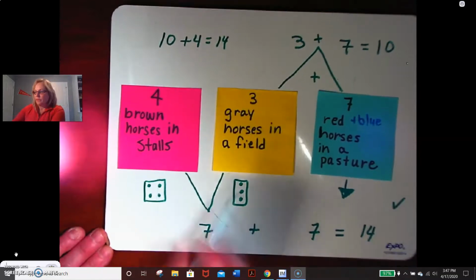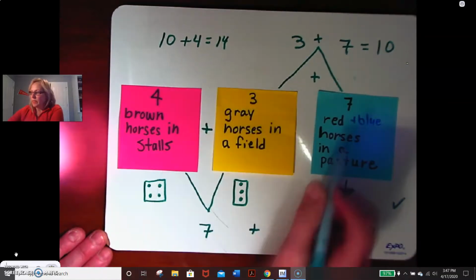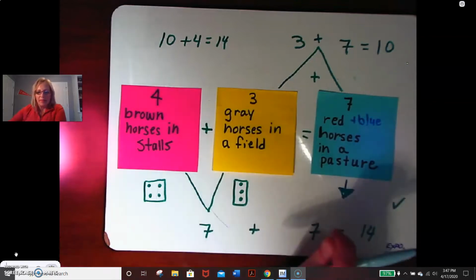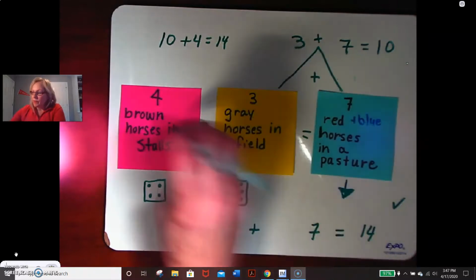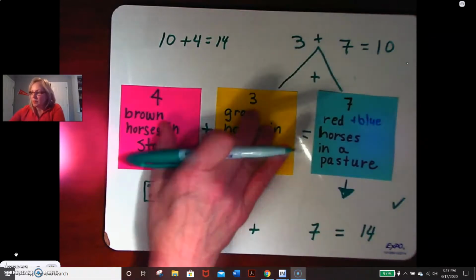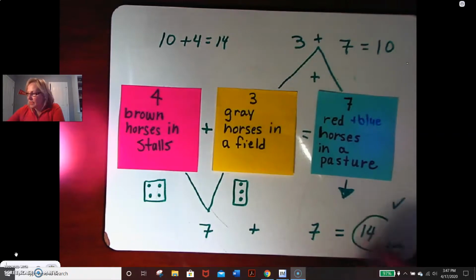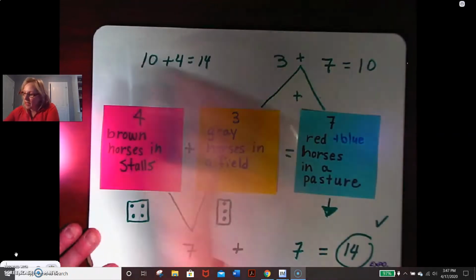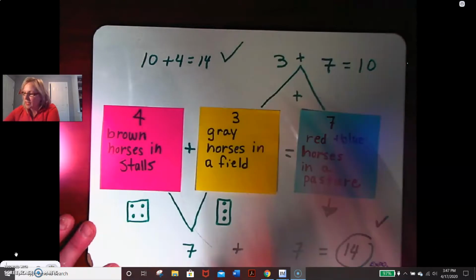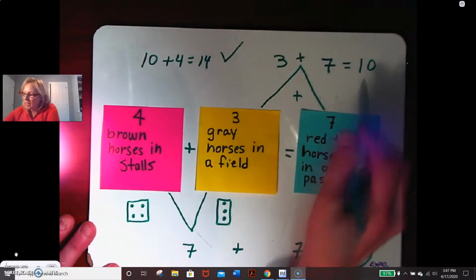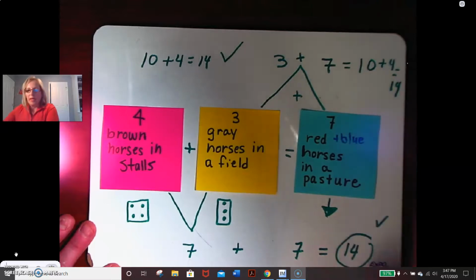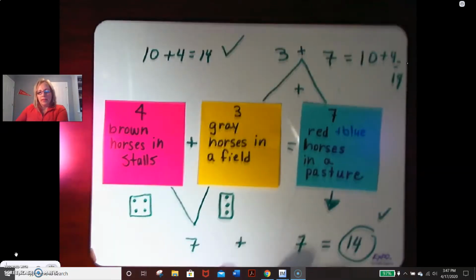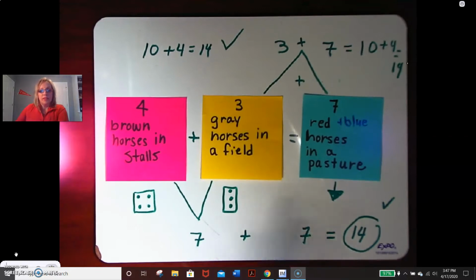So on here we have 4 plus 3 equals 7. Notice that kind of pattern there, okay? But in this case, we want to add 4 plus 3 to get 7, and then have 7 plus 7, and that's going to give us the 14. So 10 plus 4 gives us 14. That checks out. 3 plus 7 equals 10. And then we can add the 4 over here, and that gets us the 14. So there's more than one way to look at this particular problem and to use associative property.